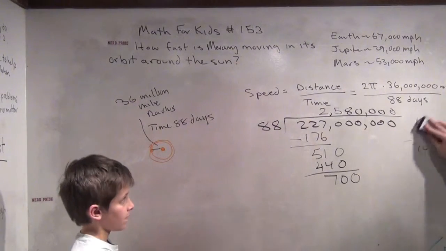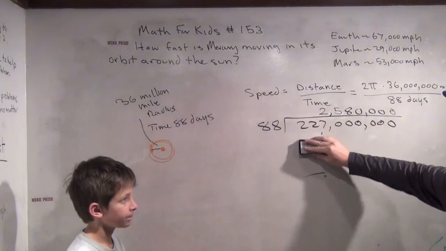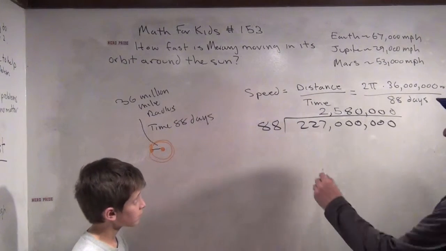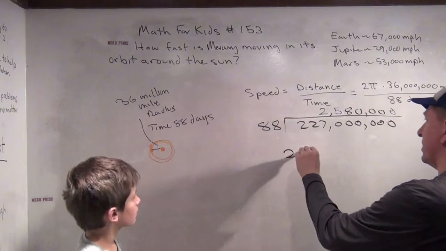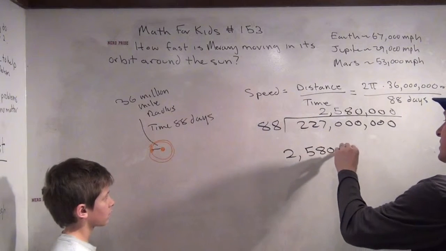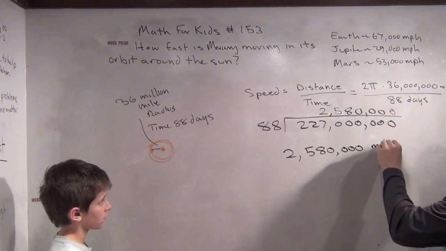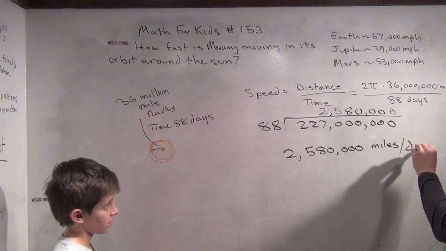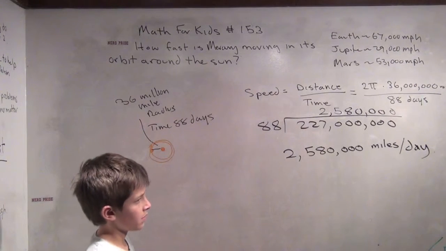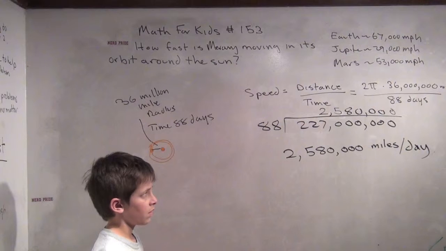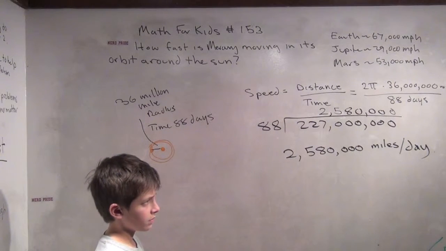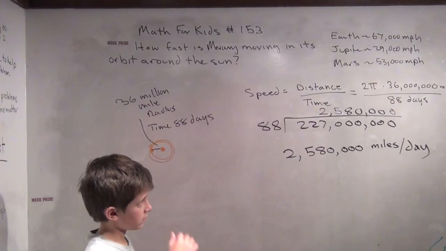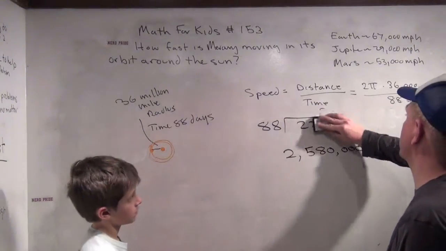704 and 700. So Mercury moves very nearly exactly, according to our calculations, 2,580,000 miles per day. Now, how do we figure out miles per hour? We divide by 24. Okay? So let's do that calculation real quick and we'll see.